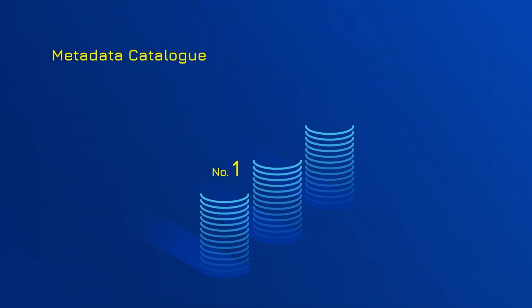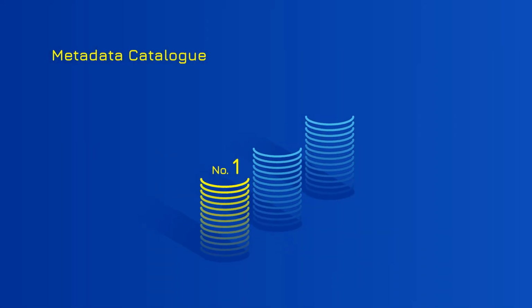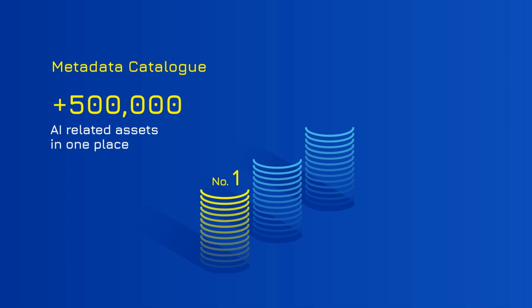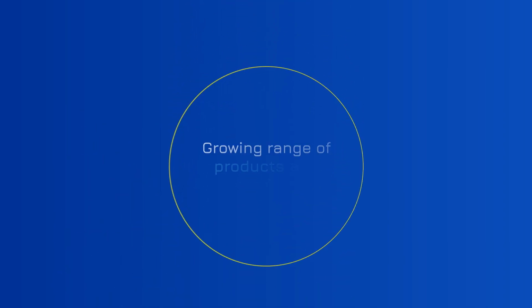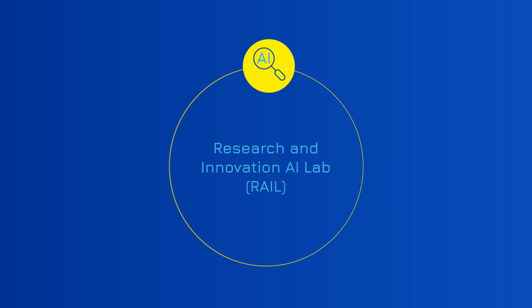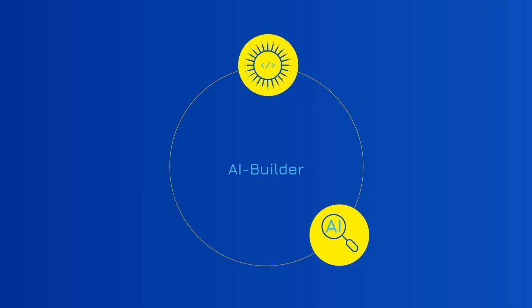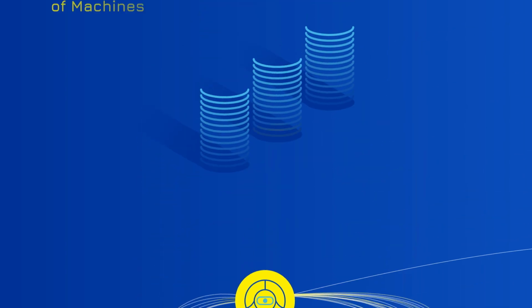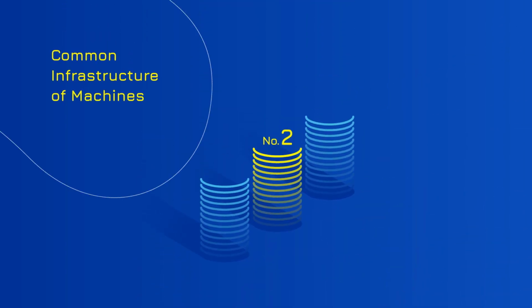Pillar 1, the Metadata Catalogue. Access 500,000 plus AI-related assets all in one place, streamlining your learning and research experience. With a growing range of products and services, there's always something new to explore. Some key tools and services are the Research and Innovation AI Lab, RAIL, the AI Builder, My Library, and the RoboCompass.